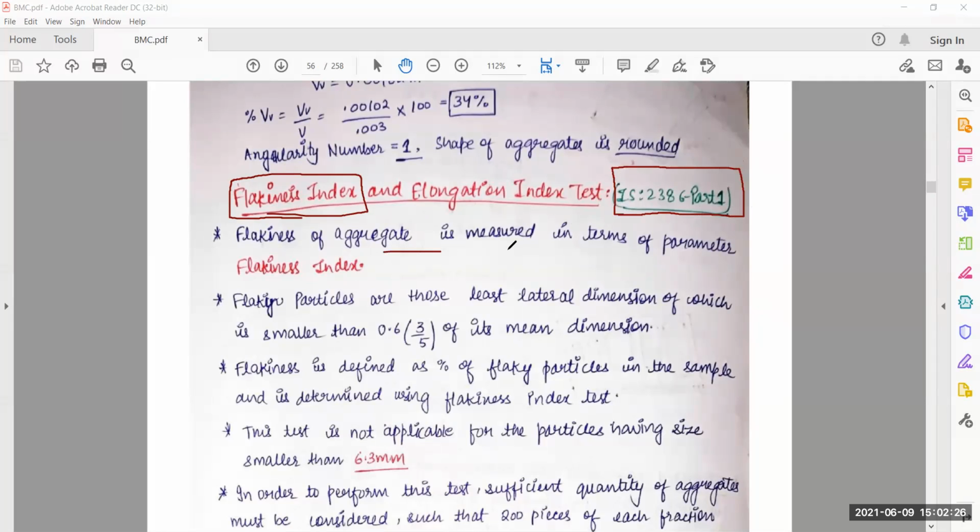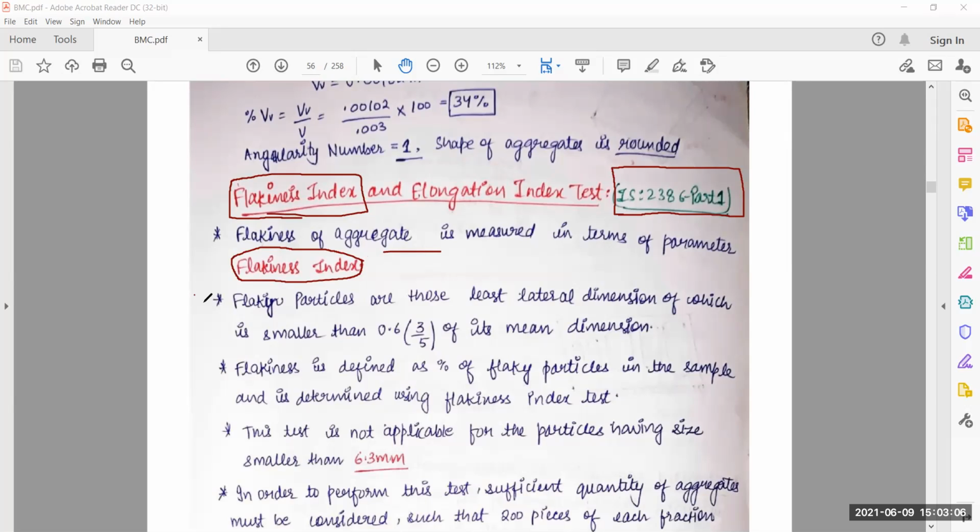Flakiness of aggregate is measured in terms of a parameter known as flakiness index. In the previous shape I already discussed angularity. To measure angularity or roundness of aggregate, we require a parameter known as angularity number. But for measuring flakiness of aggregate, we require another parameter. By using angularity number, we do not find flakiness of aggregate. So another index used for finding flakiness of aggregate is known as flakiness index.